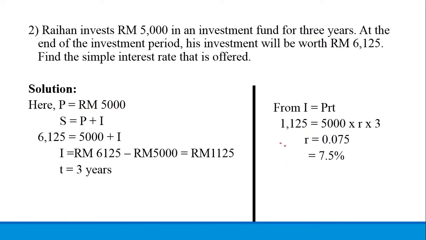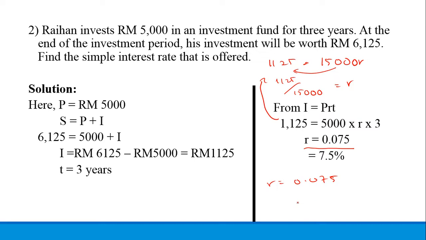Okay, I will show you. 1,125 is equal to 15,000 R. 5,000 multiplied by 3 becomes 15,000. I move this to the left side. 1,125 divided by 15,000, and the R you get will be 0.075. Okay, to change into percentage, you multiply with 100 and you get 7.5%.